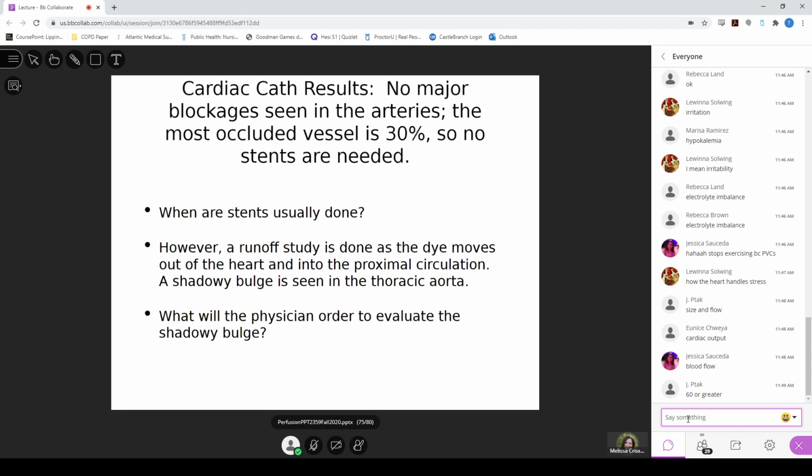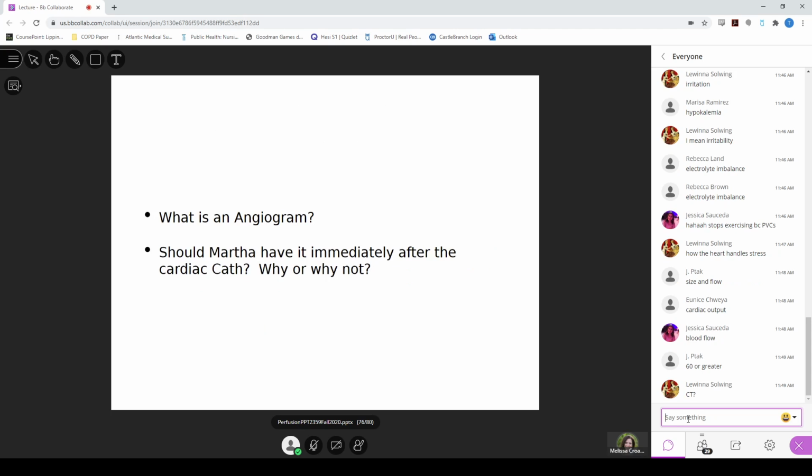The runoff dye from the study shows a shadowy bulge that's seen in the thoracic artery. So the physician needs to evaluate the shadowy bulge. How is he going to do that? How are you going to look at it? You have to have an angiogram. So same thing: they go in with a cardiac cath, and for the angiogram they're going to let dye, contrast, out. That's right, contrast. And they're going to do x-rays to watch where the dye goes. So can she have this immediately after this cardiac cath?